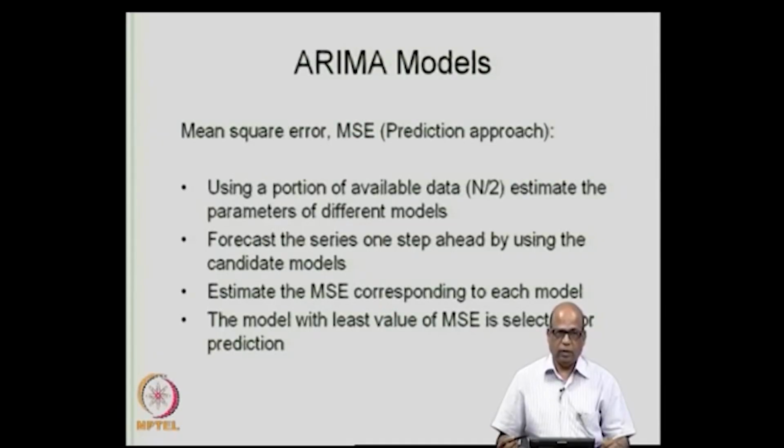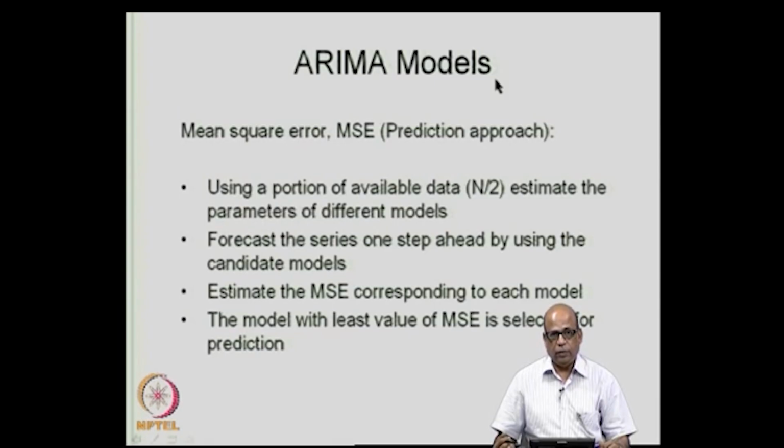So, when our applications are for short term forecasting, then the maximum likelihood criterion is not the criterion that we use. We must then go for the minimum mean square error criterion. That is what we will discuss in the lecture today: how we develop the minimum mean square error values for the models and then pick the best model that gives the minimum mean square error. The minimum mean square error criterion, or MSE in short, is also called a prediction approach.